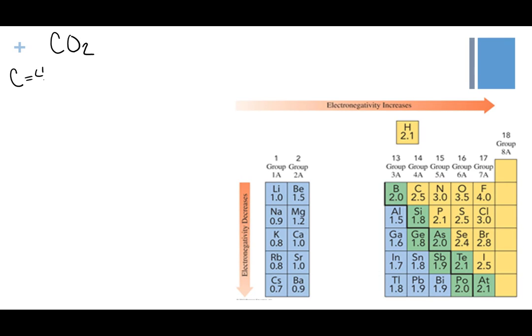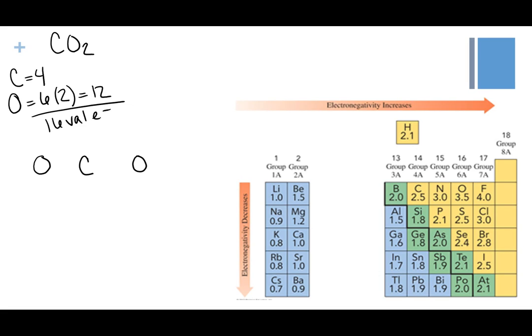Carbon is going to bring 4 valence electrons to the party. Oxygen's going to bring 6, and I've got 2 atoms of oxygen, so that's a total of 12. 12 plus 4 is 16 valence electrons. Skeletal structure: we've got 2 oxygens and a carbon, so it's probably going to look something like this. Distribute to make everybody happy. 1, 2, 3, 4, 5, 6, 7, 8, 9, 10, 11, 12, 13, 14, 15, 16. So I've distributed all of the electrons.